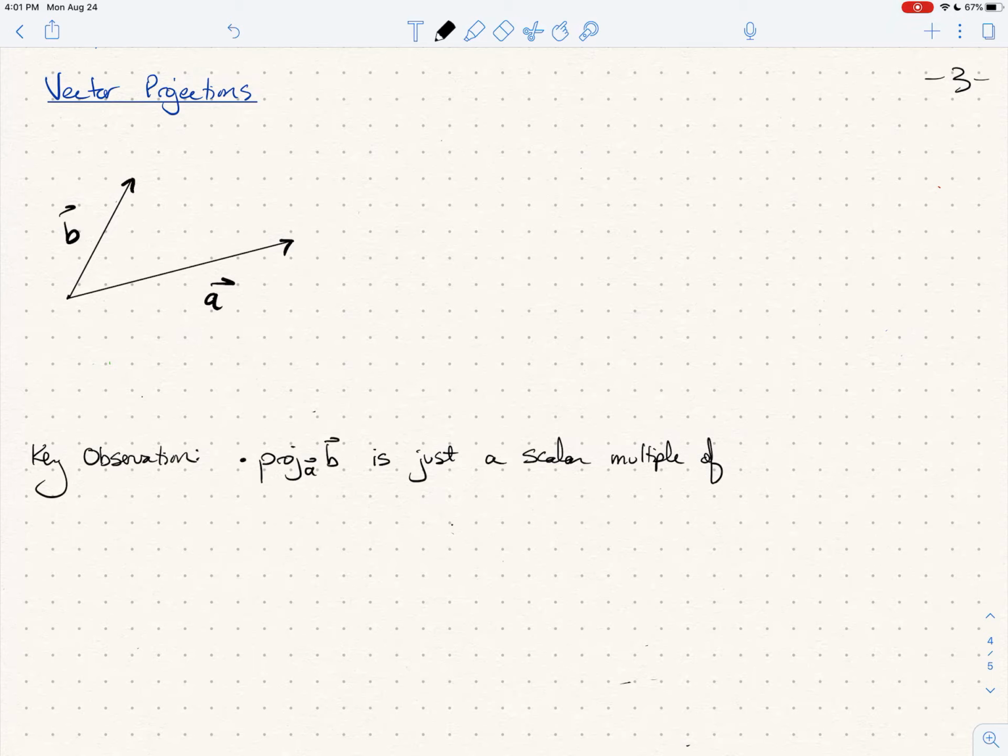Now, I'm going to show you how to do that and what that means, but I would love for you to pause the video for a moment and just think visually. Pull out a piece of paper and doodle. What do you think it should mean to project B onto A?